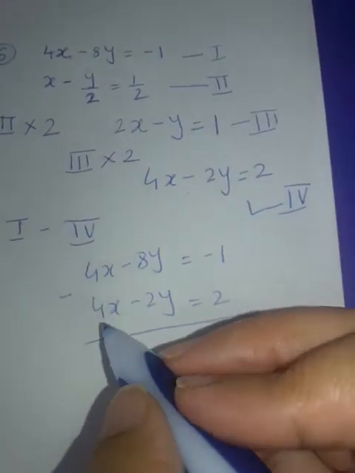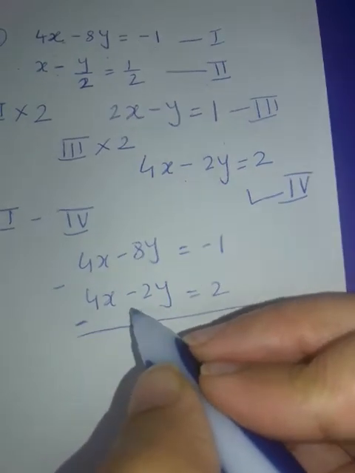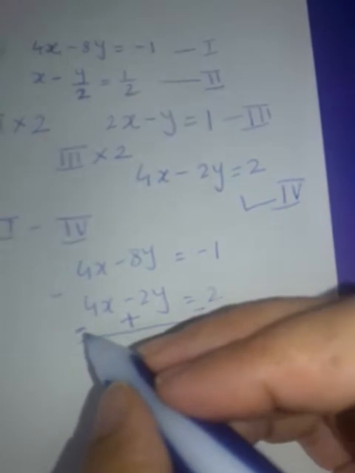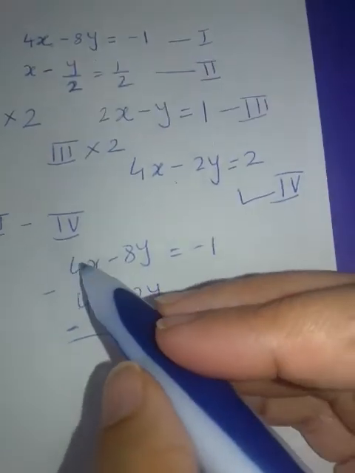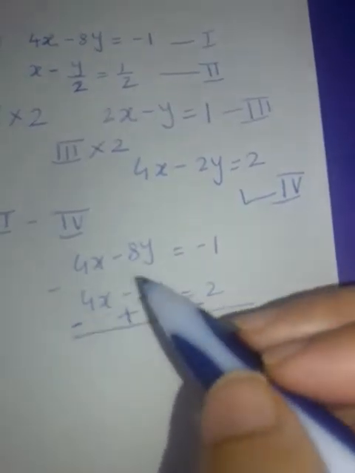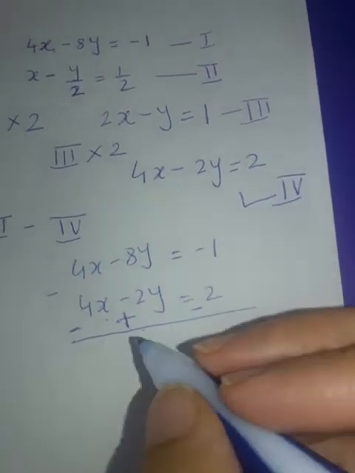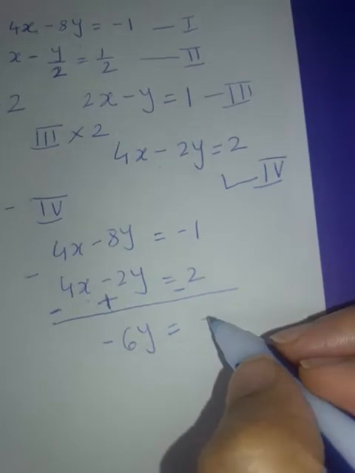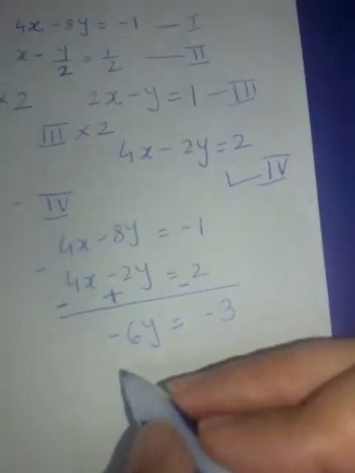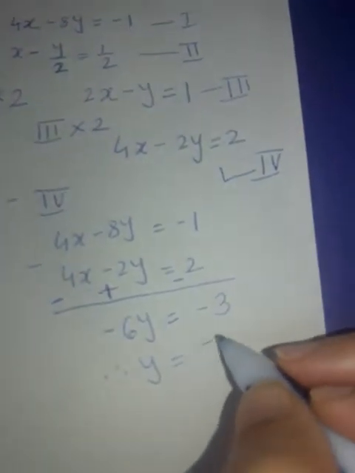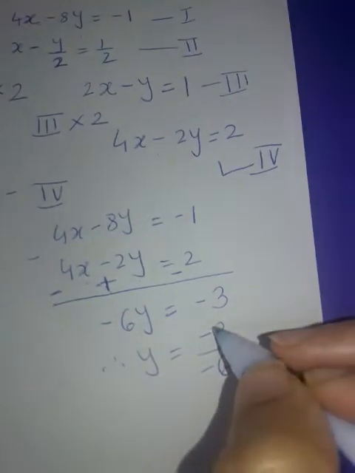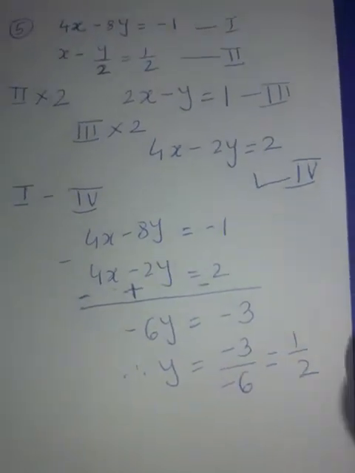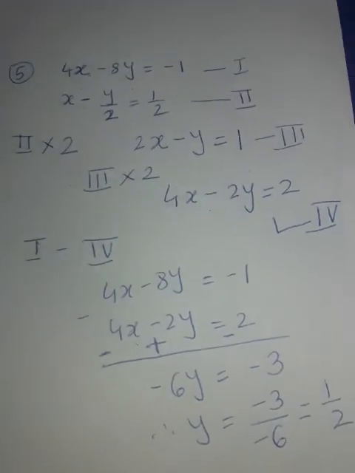I am subtracting, so I need to change all the signs. Plus became minus, minus became plus. 4x minus 4x is gone. Minus 8y plus 2y is minus 6y. Minus 1 minus 2 is minus 3. Both are minus. So what will be y? Minus 3 upon minus 6. Minus minus becomes plus. So this is half. Value of y is half.